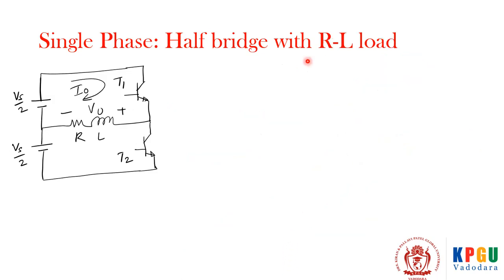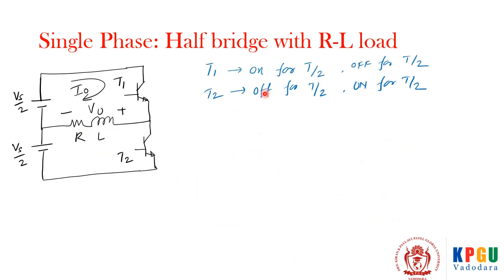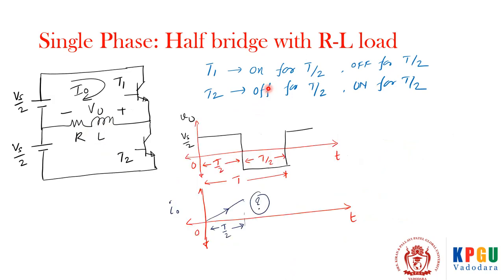Now, what if the load is RL? Most of the loads which we use are RL loads, so inductance is there. So in that case, when the switch is turned on, this is the circuit which is taking place over here, and because of which current is rising over here.